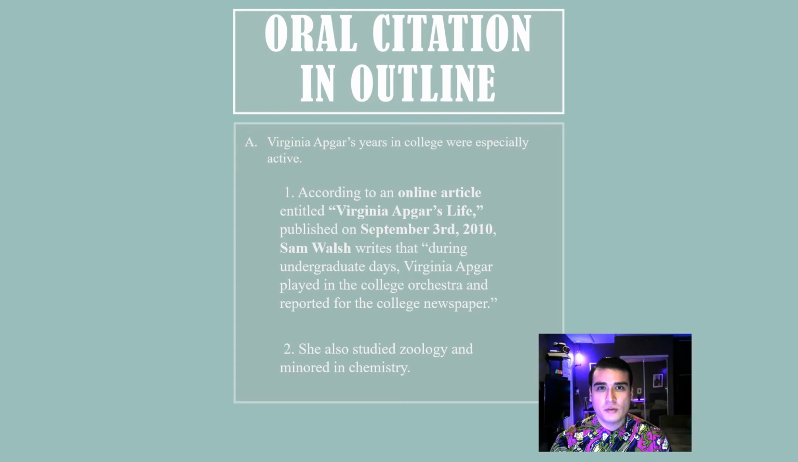So now that we know the 4 elements of an oral citation, we can see what it looks like within the context of an outline. What the writer has chosen to do here is include an oral citation in subpoint 1. First he or she starts with the main idea A, and it reads, Virginia Apgar's years in college were especially active. Now the writer has chosen to put some research to support that main point.